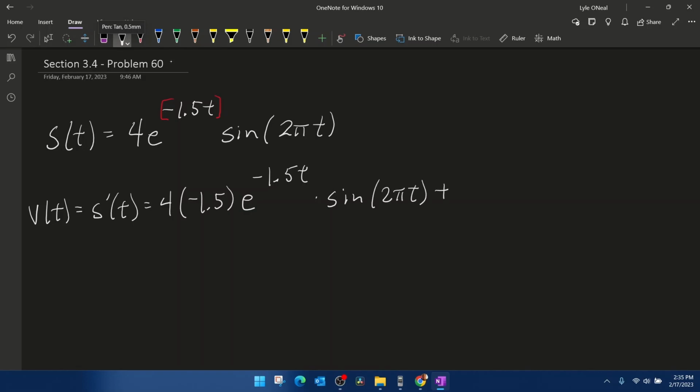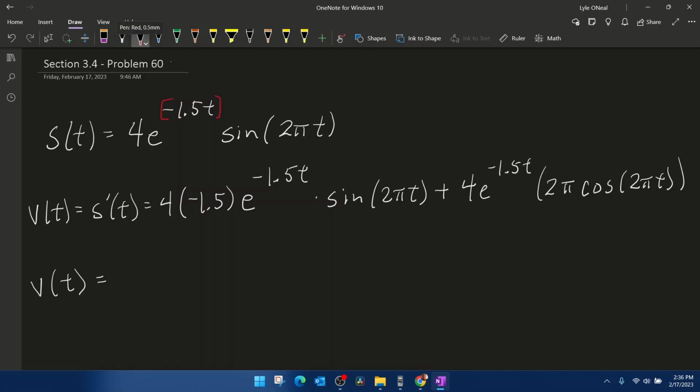And then we say plus the first times the derivative of the second. And the derivative of sine is cosine, but we're going to have to multiply that by the derivative of the angle, which is 2 pi. So that'll be 2 pi cosine of 2 pi t. All of that stuff is the derivative. Now, if at all possible, we might want to try to simplify this just a bit.